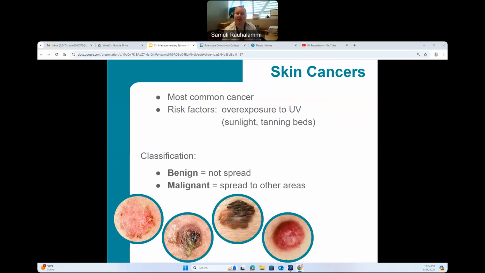Finally, I'll just mention malignant melanoma. This is the most deadly skin cancer that we have, about 5% of all skin cancers, and this originates from melanocytes. It is very quick to spread to the lymph and blood vessels, so that's why catching it and aggressive treatment is necessary.